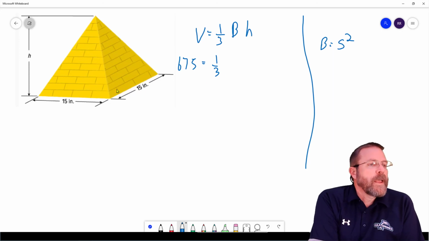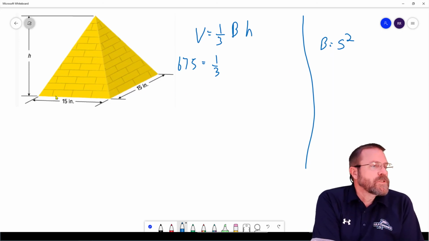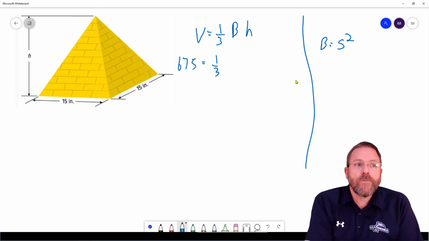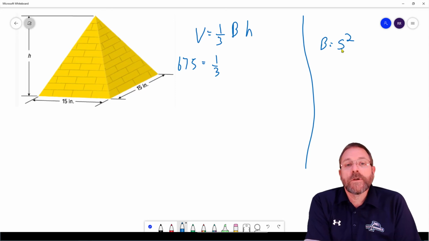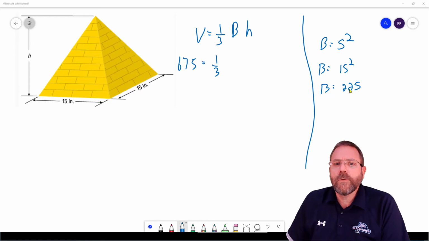1/3. Now I have to find the base area, and the base is going to be a square because it's 15 by 15, and the formula for the area of a square is s squared, or side squared. So base area is equal to 15 squared. Base area is equal to, I think that's 225, but my brain is really tired now.